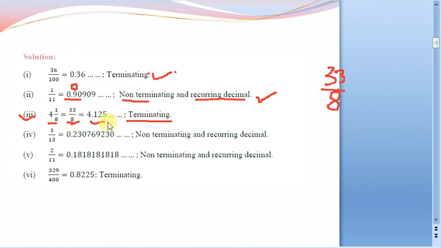Because see here 8, how can I write 8 as? So this 8 can be written as 2 cube. So when I just prime factorize the denominator, if I find 2 powers or 5 powers or 2 and 5 powers exclusively, then I can say that it is going to be terminating. So from the denominator itself I can say it is terminating, but we have been asked for the actual decimal expansion, we have to perform the long division. So it is also going to be terminating in nature.